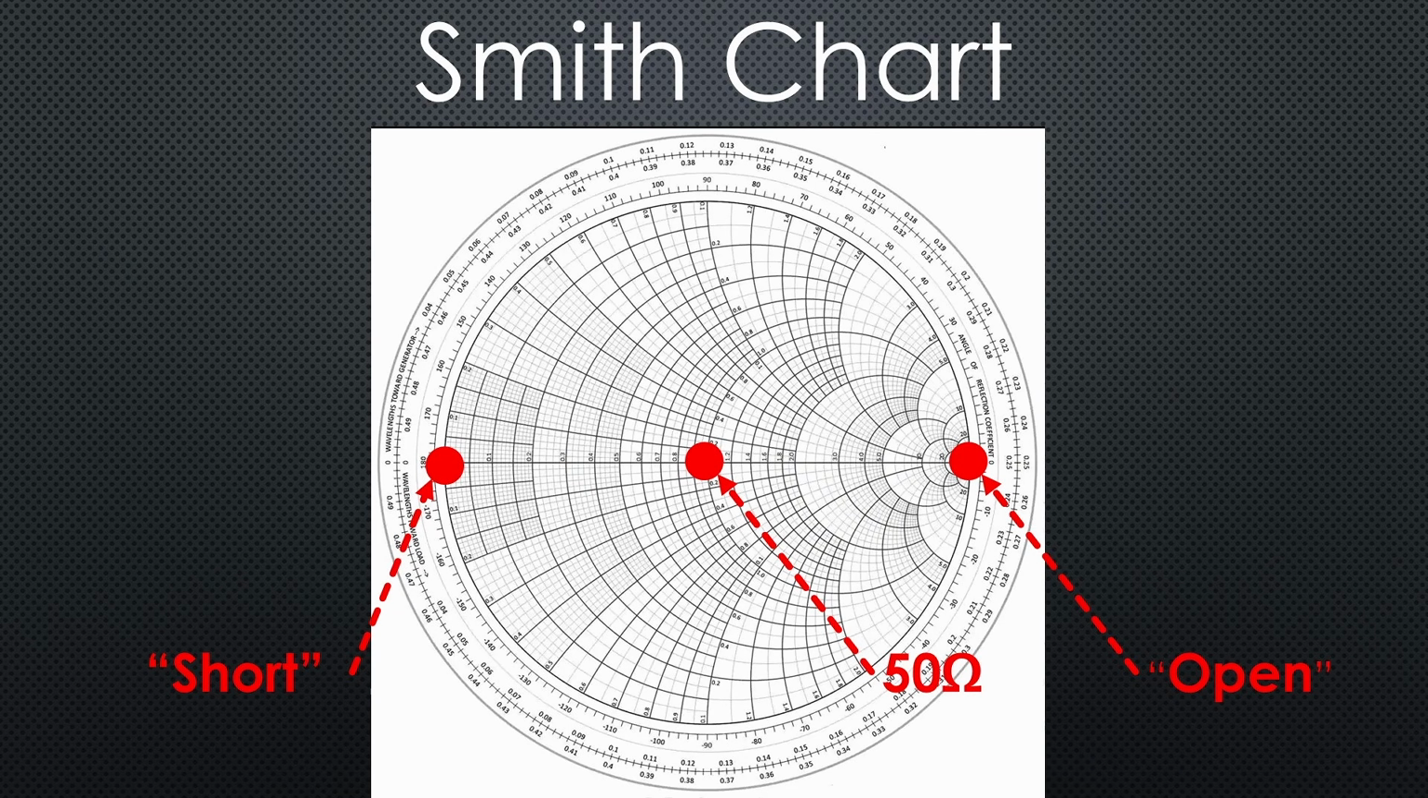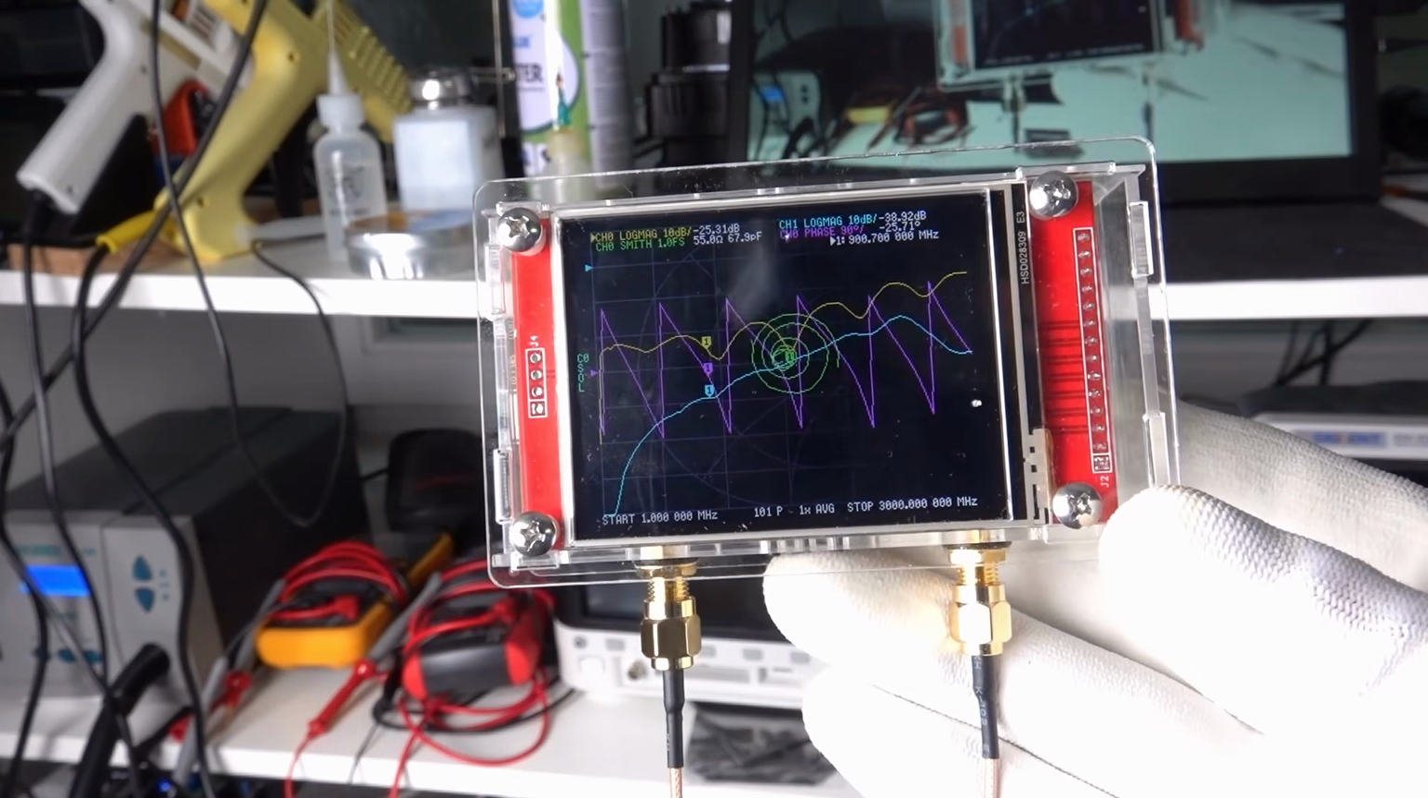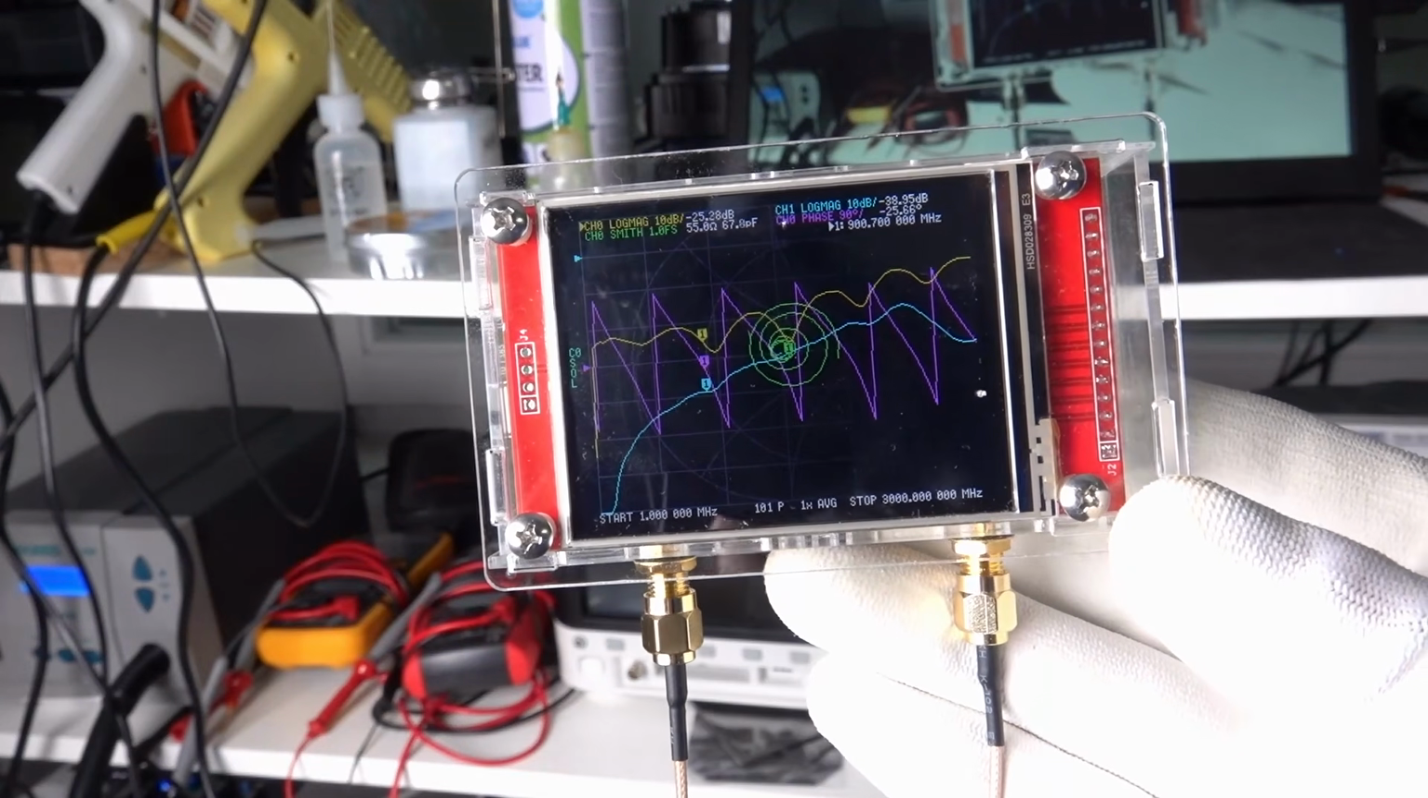And you know everything you always wanted to know about the Smith chart. For about $50. Is this a good deal?